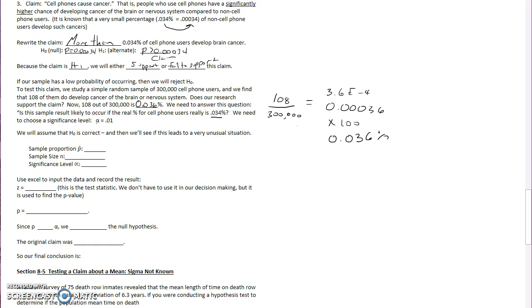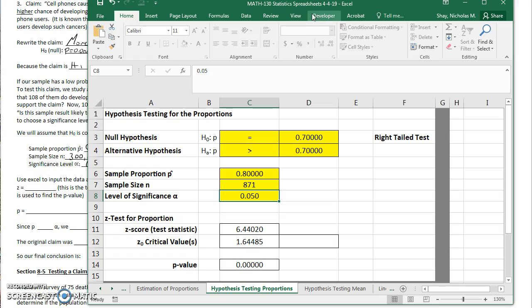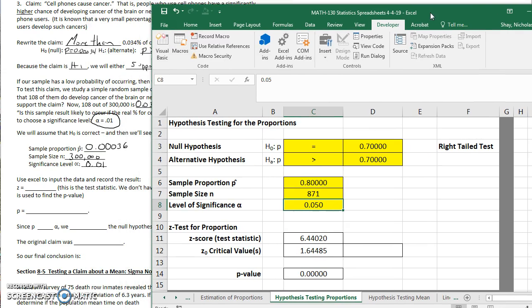We need to choose a significance level, and in this case, we're going to use 0.01. So our sample proportion here, we're going to use the decimal equivalent of what we got, 0.00036. Our sample size is 300,000. I want to make a comment that a sample size of 300,000 is a pretty strong sample size. And finally, we're going to use a significance level of 0.01. We're going to put this into the Excel spreadsheet for proportions.